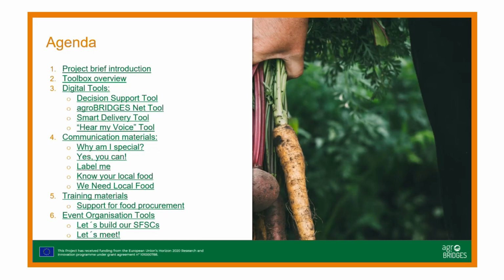We will see an overview of the agroBRIDGES project and the toolbox. And then we will look at each of the categories of tools. There are 4 categories: digital tools, communication materials, training materials, and event organization tools.